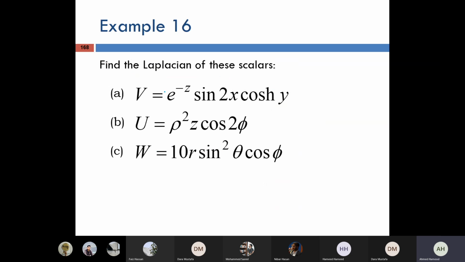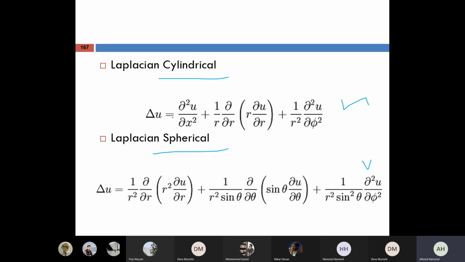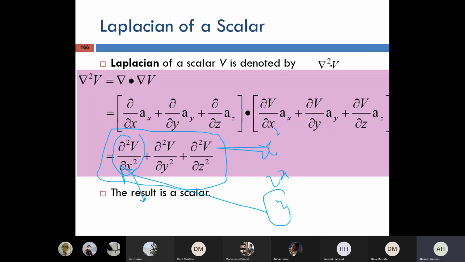Let's say you have the first one, so I think we will solve this before we end the session. e to the power of negative z, sine x, cosine y. We have solved this before, if you remember. We have found the first derivatives only, but if you want to find the second, we have to differentiate twice.